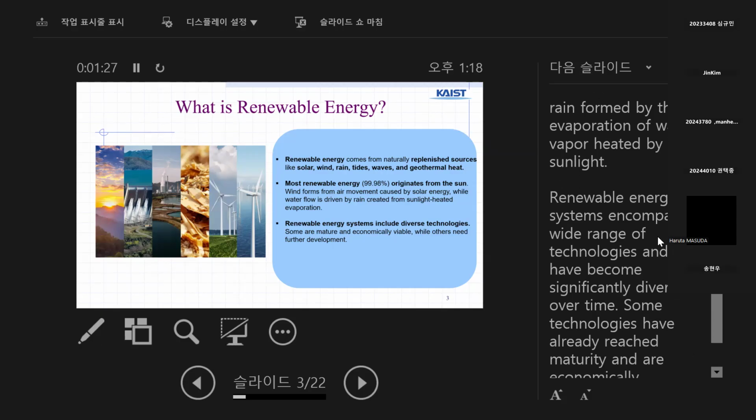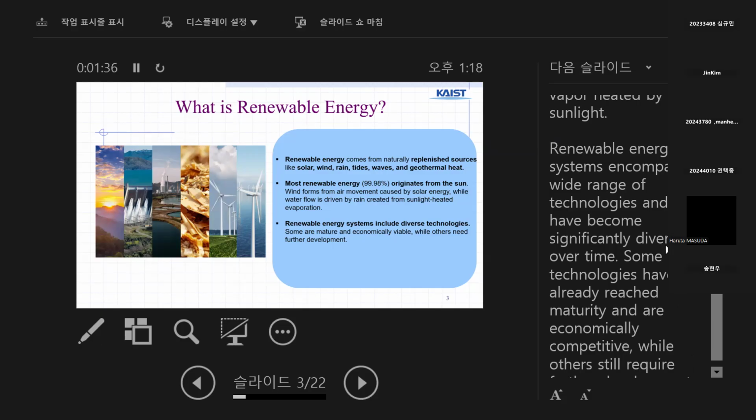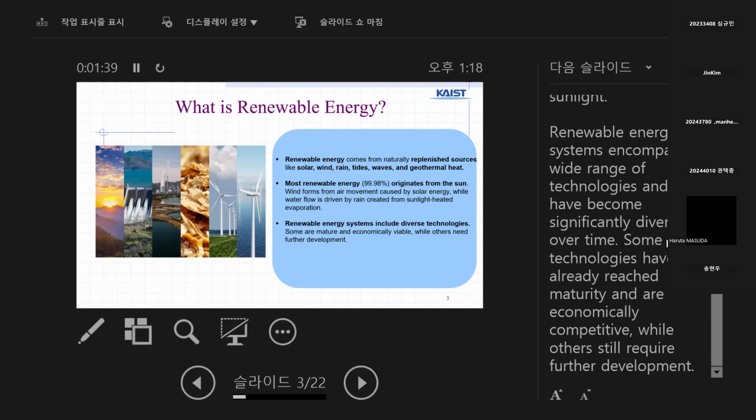The renewable energy systems encompass a wide range of technologies and have become significantly diverse over time. Some technologies have already reached maturity and are economically competitive, while others still require further development.